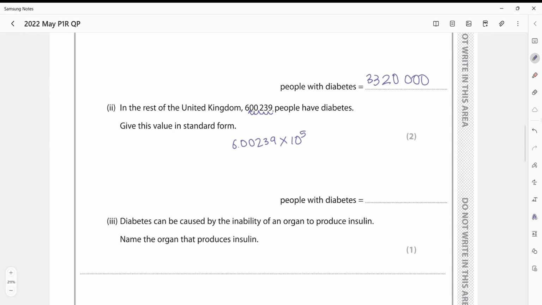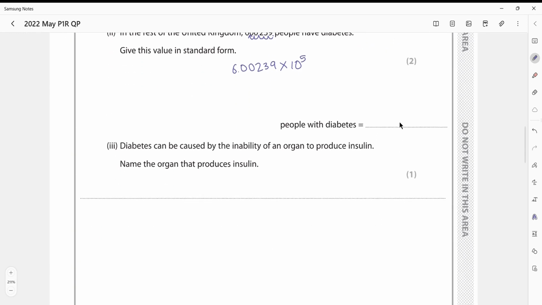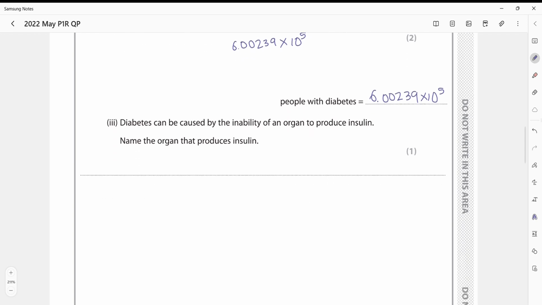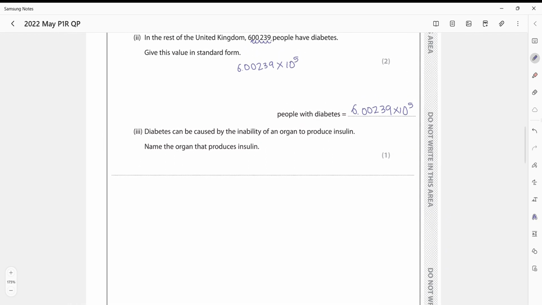Okay, let's write that down. So that'll be 6.00239 times 10 to the power of 5. Okay, let's move on to the next part. Diabetes can be caused by the inability of an organ to produce insulin. Name that organ that produces insulin. That would be the pancreas.